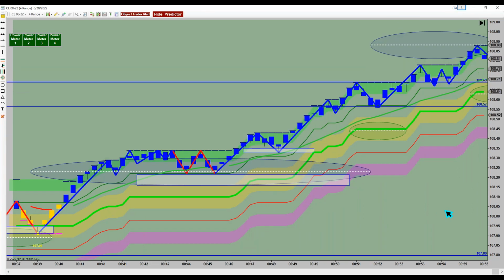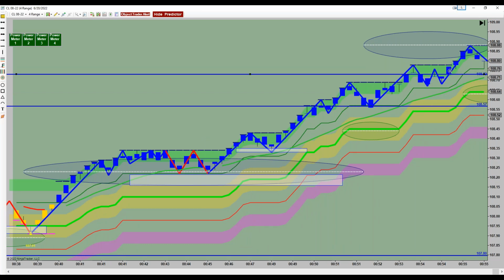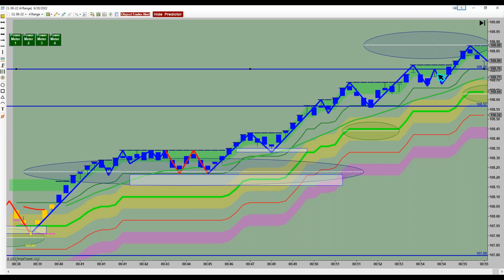Right on top of that swing again. Would you take a chance here even? What do you think? Yeah, let's try it. So we'll try to get it right there off that swing. Bar closes up, we're in. And it closed up.